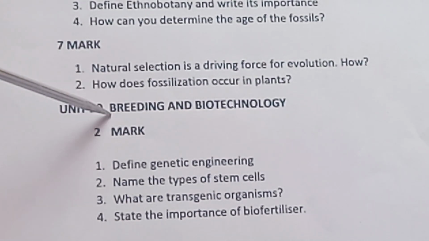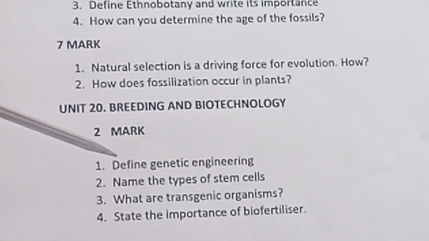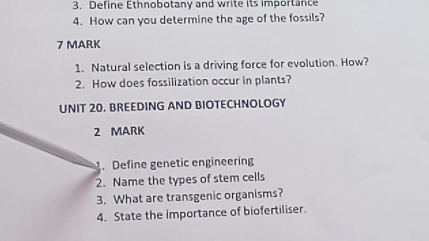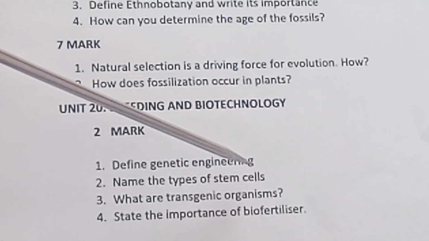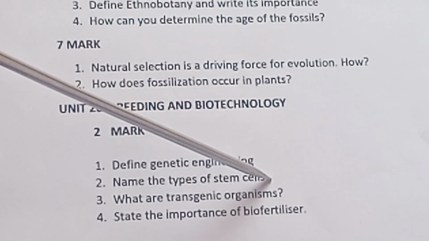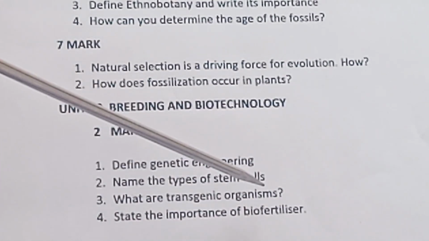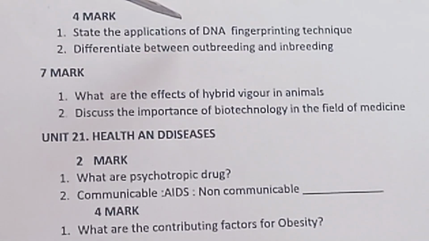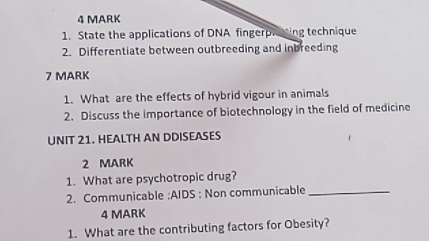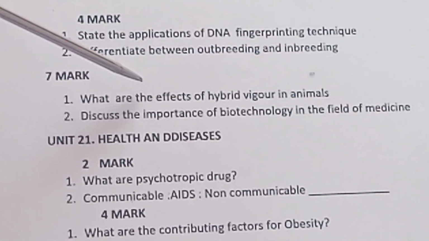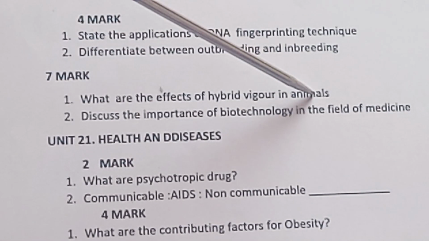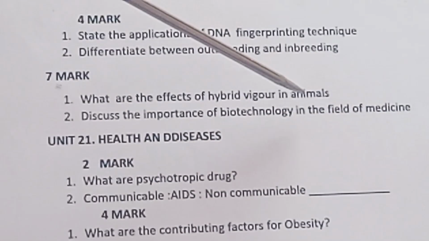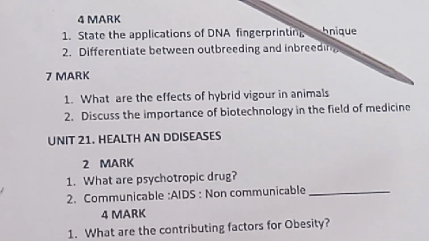Important question. Unit 20, breeding and biotechnology, 2 marks. Define genetic engineering. Repeated question. Name the types of stem cells. What are transgenic organisms? State the importance of biofertilizer. 4 marks. State the applications of DNA fingerprinting technique. Very, very important question. Differentiate between outbreeding and inbreeding. Important question. 7 mark. What are the effects of hybrid vigour in animals? Discuss the importance of biotechnology in the field of medicine.